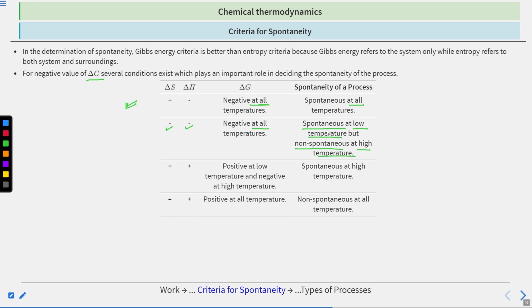So we can see that there is a change in the spontaneity of a process when del S and del H, that is entropy change and enthalpy change, become negative. If they both become positive, then the Gibbs free energy change will be positive at low temperature and negative at high temperature, so the process will be spontaneous at high temperature. Again, if delta S is negative and del H is positive, del G will be positive at all temperatures, and the process will be non-spontaneous at all temperatures.